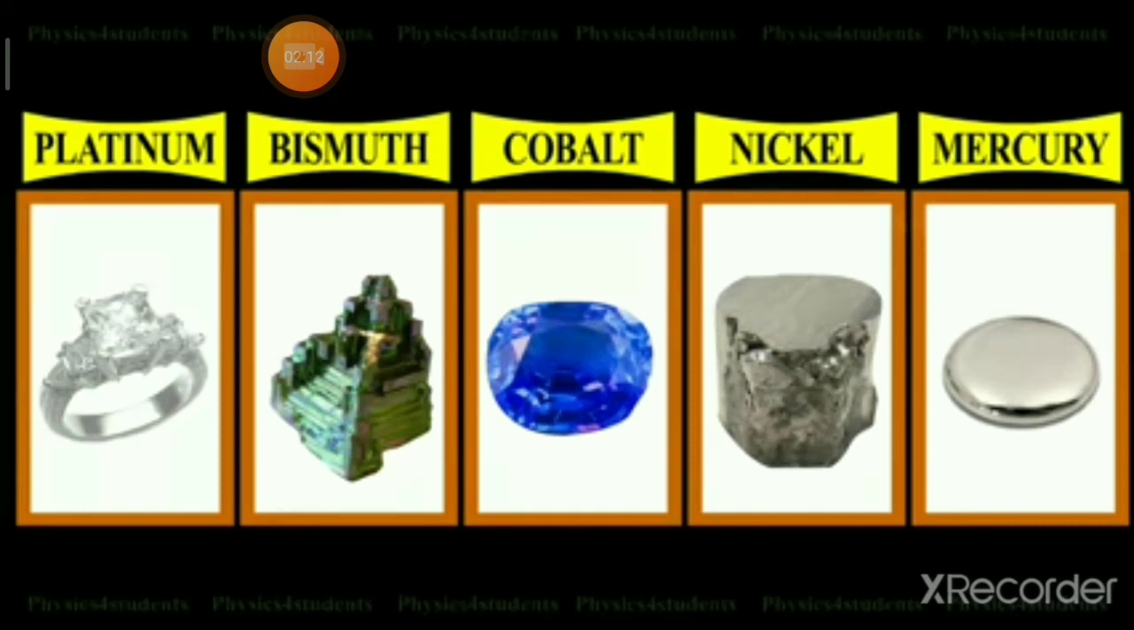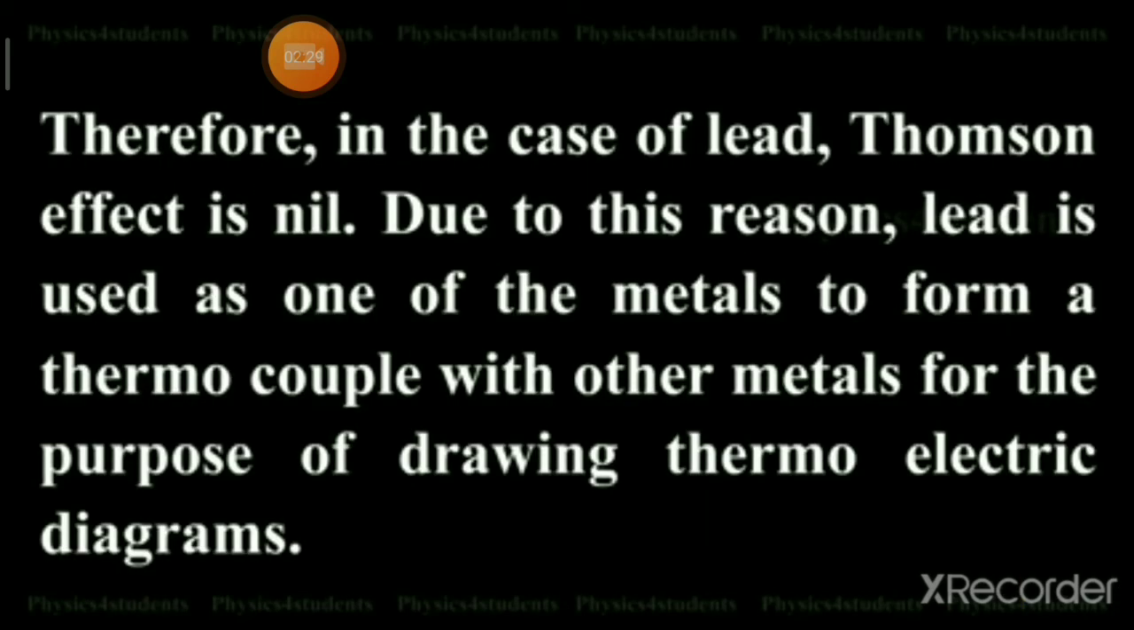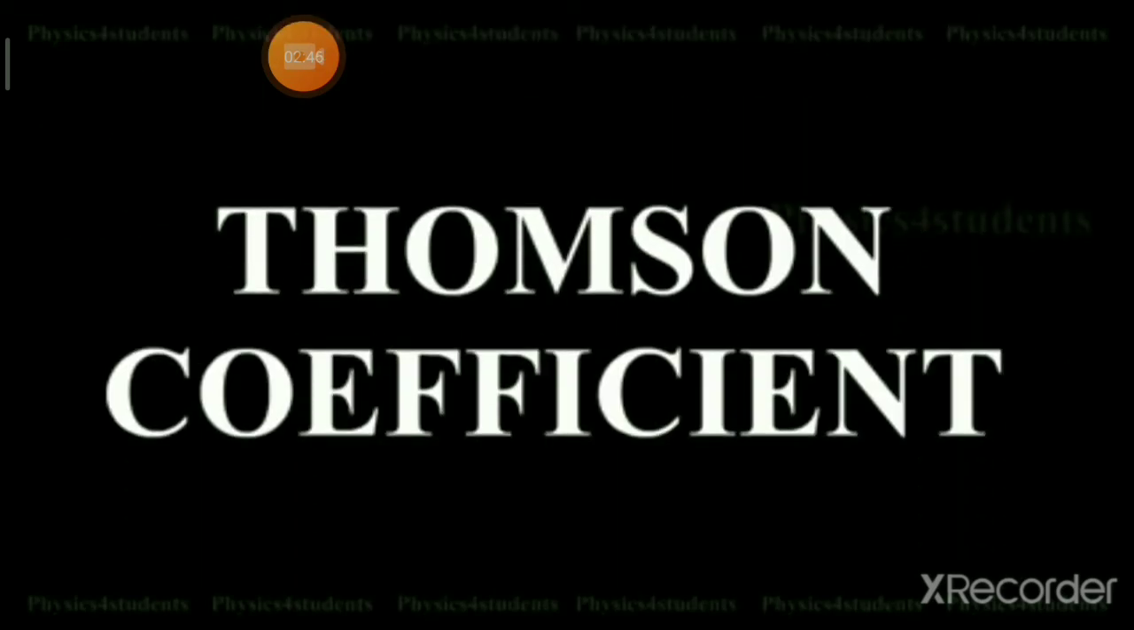Next, consider a lead bar heated at point C. Here also the two points M and N are placed at equal distance from C and are at the same temperature. When the current flows from A to B, there is no change in the temperature at M and N. Therefore, in the case of lead, the Thomson effect is nil. Due to this reason, lead is used as one of the metals to form a thermocouple with other metals for the purpose of drawing the current.